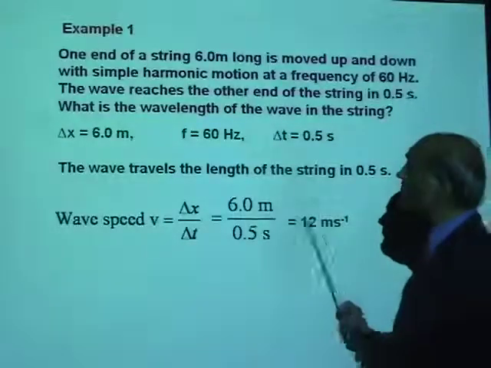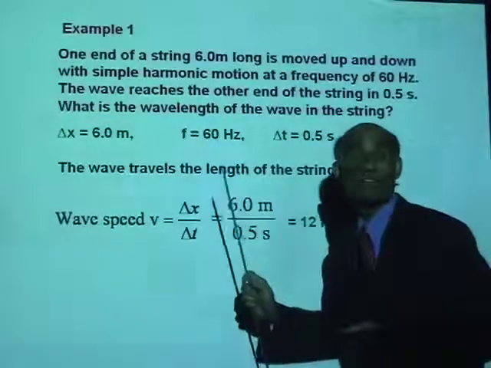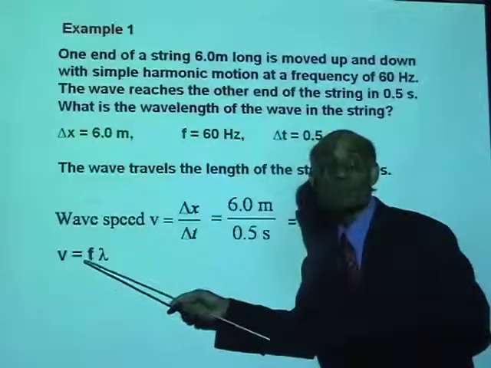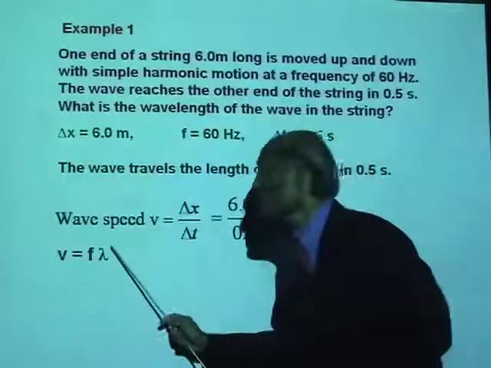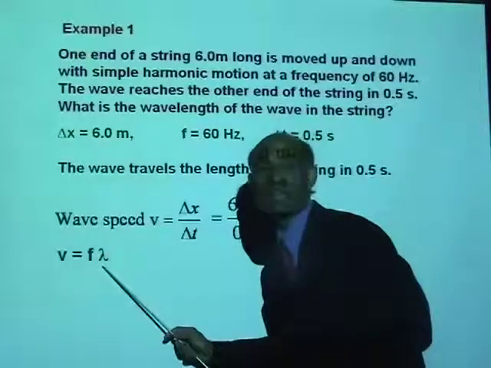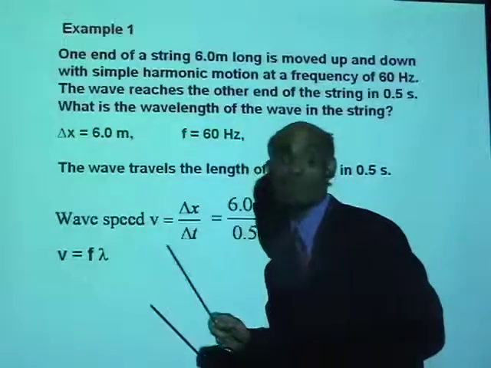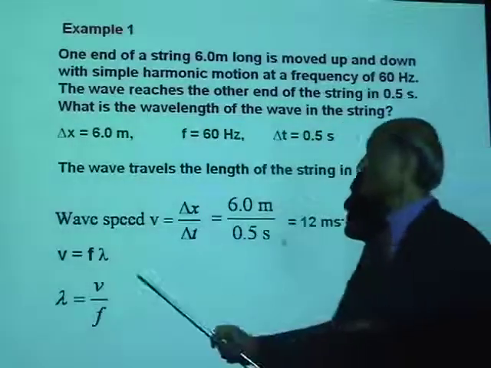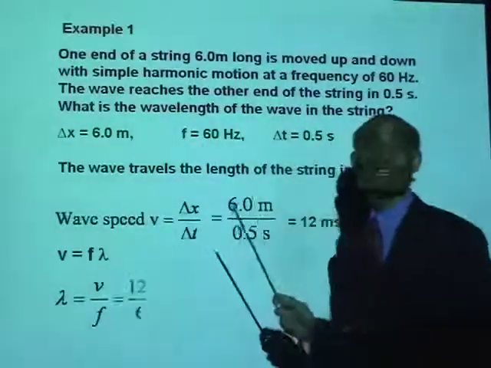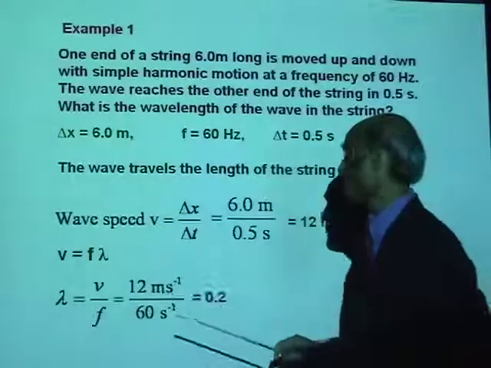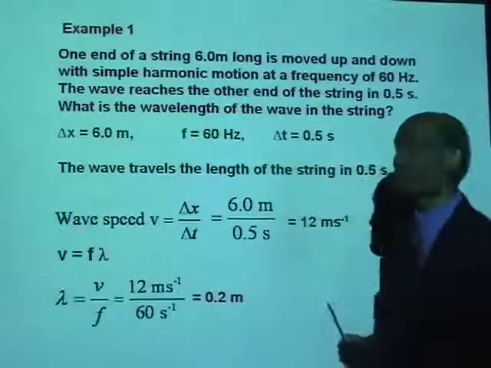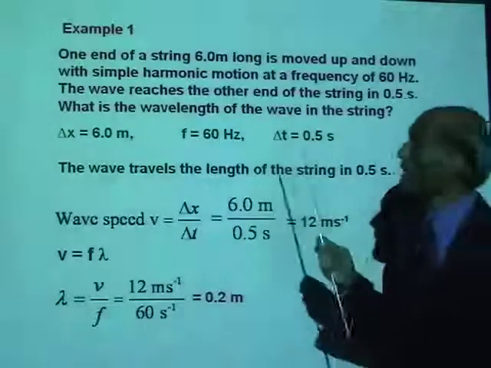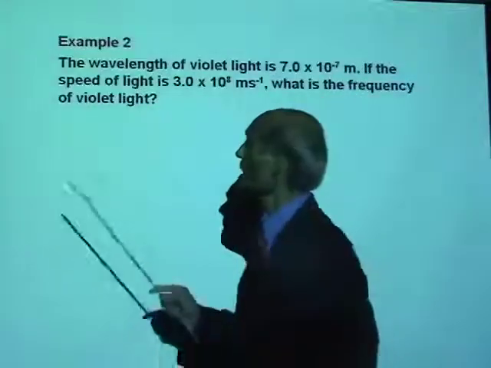Now we have the speed, we have the frequency, we can now find the wavelength. We know v equal to f lambda. Therefore, lambda, the wavelength, is v divided by f. Now, v is 12 meter per second. Frequency is 60 hertz. Therefore, lambda is 0.2 meter. Okay? Another one. Example 2.